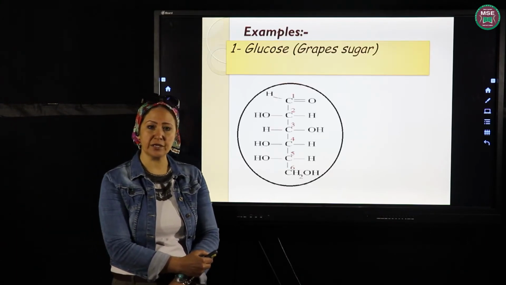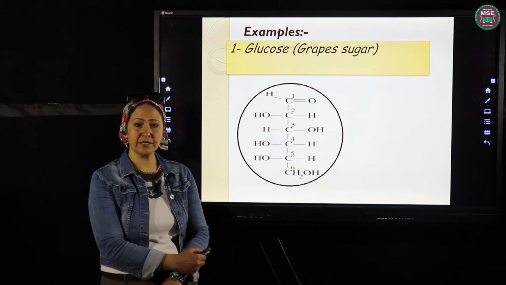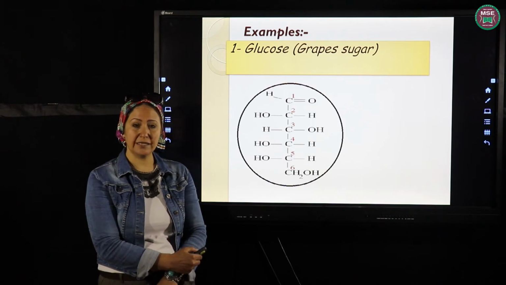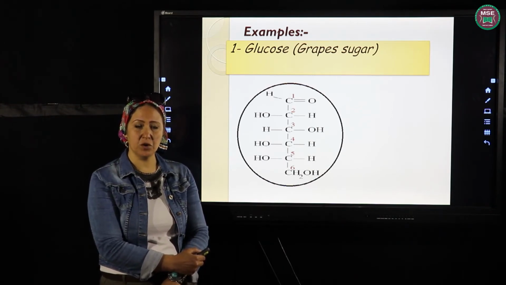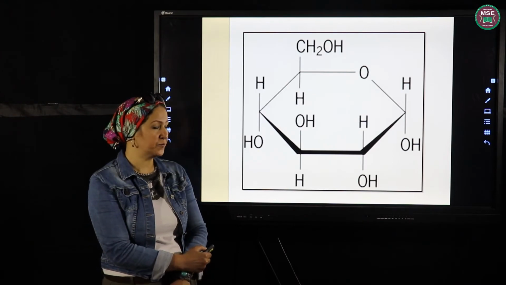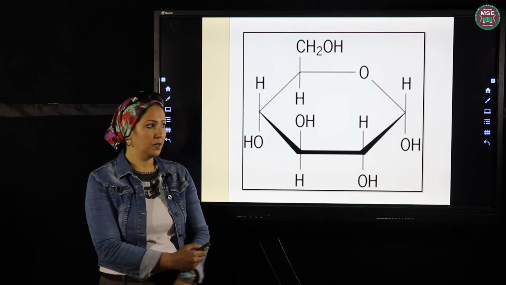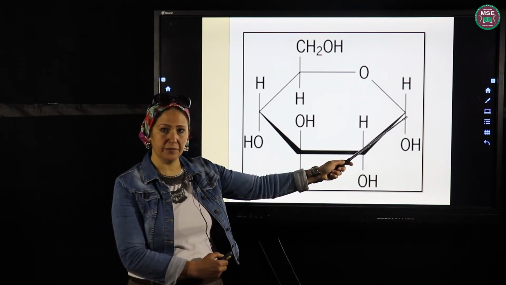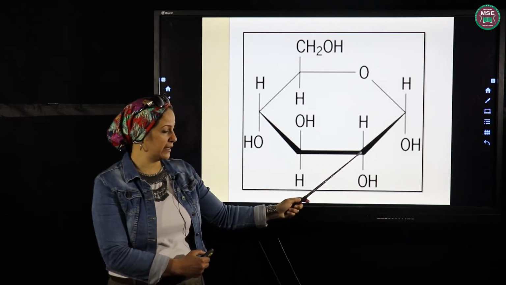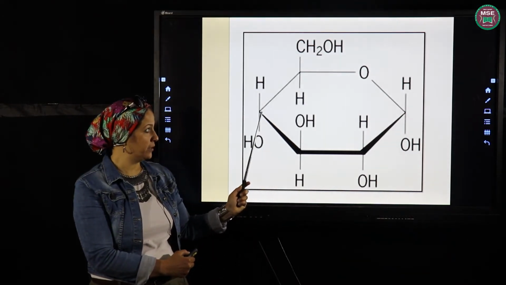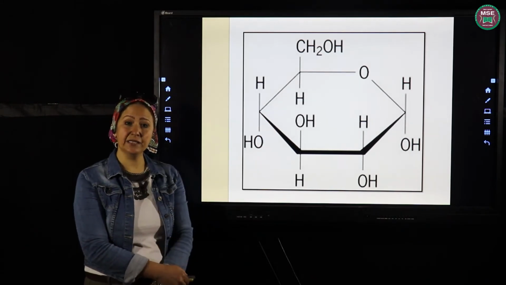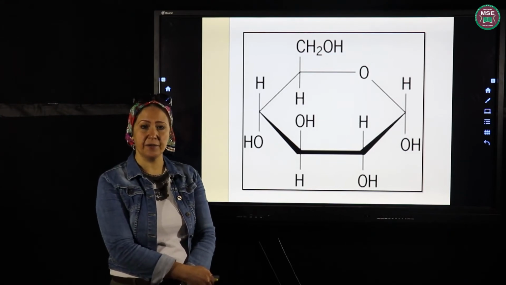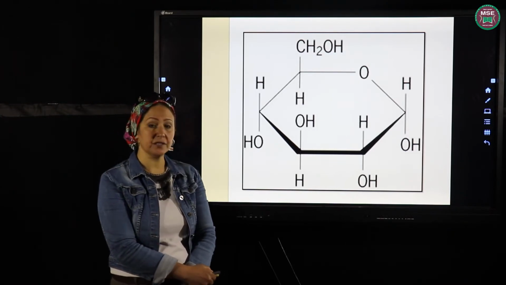The first example of monosaccharides is glucose, which is the grape's sugar. This is the structure of glucose, C6H12O6. This is another picture of the structure of glucose. Look at this figure. Each point of connection is considered a carbon atom. So we have the first carbon atom, second, third, fourth, fifth, and sixth. So this type of carbohydrate contains 6 carbon atoms, so it is considered a monosaccharide.